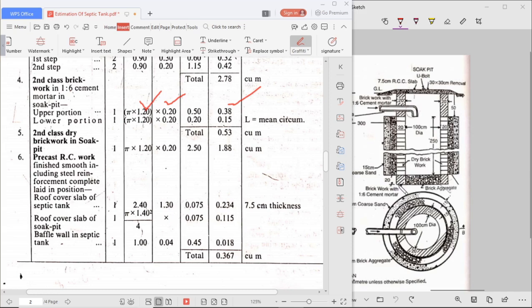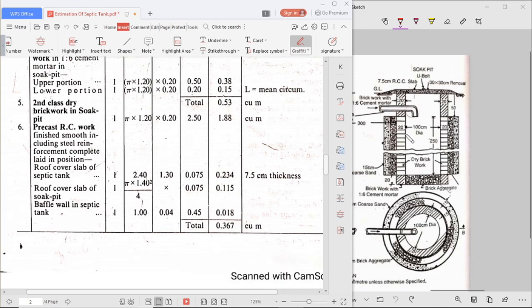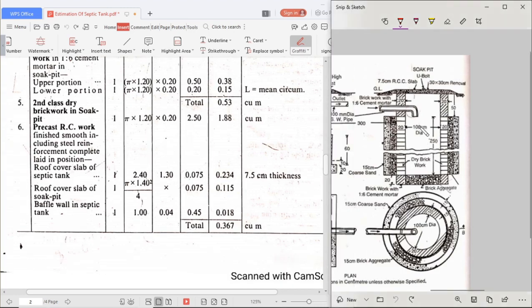Similarly for the lower portion, pi into 1.20, it is the same. It has the same breadth 0.20, and height is 0.20. So it is 0.15. So the total brickwork will be 0.53 cubic meter for the second class brickwork in 1:6 cement mortar.